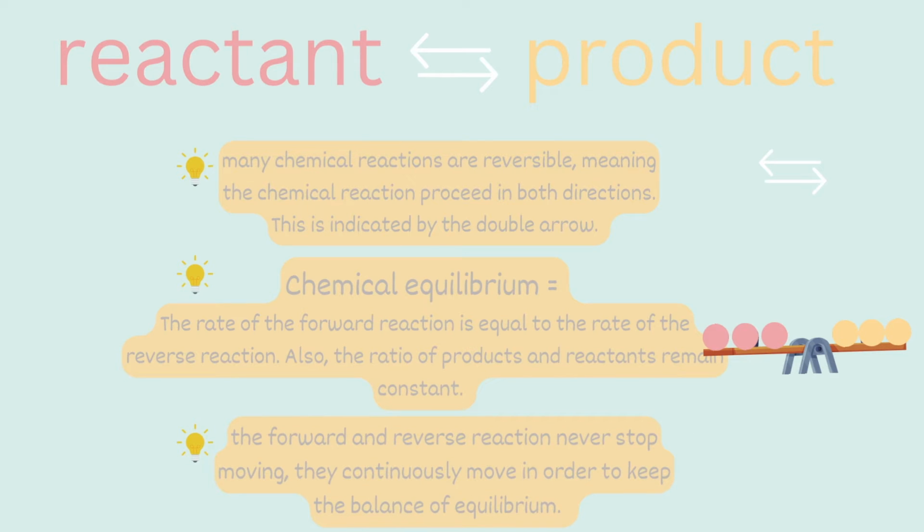Lastly, the forward and reverse reaction never stop moving. They continuously move in order to keep the balance of equilibrium. So a system that is at equilibrium never goes into completion. It keeps working and keeps moving. You can see in the visual here, the forward reaction is moving towards the product. At this very same time, the reverse reaction is moving towards the reactants.